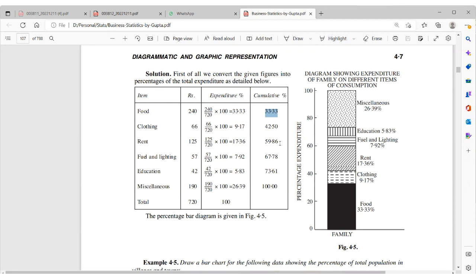Again, the next one is rent, 59.86. We make this and we make these cross lines, right? Again, fuel and lighting, 67.78. We make a straight line at 67.78, approximately 68. This is fuel and lighting. Again, the next one is education, that is 73.61. At 73.61, we make a line, we color this type, and the rest one is the miscellaneous.